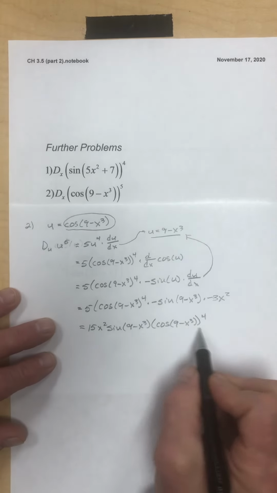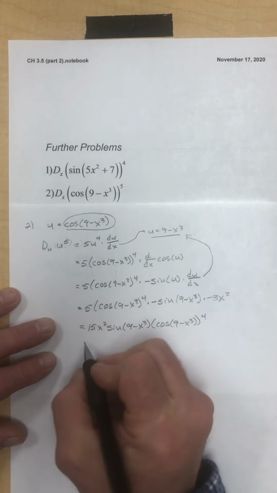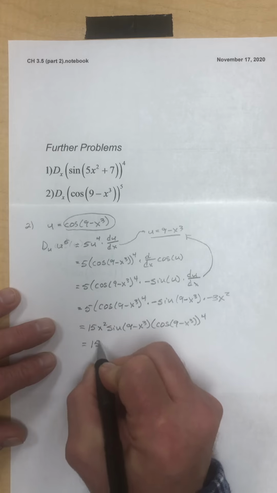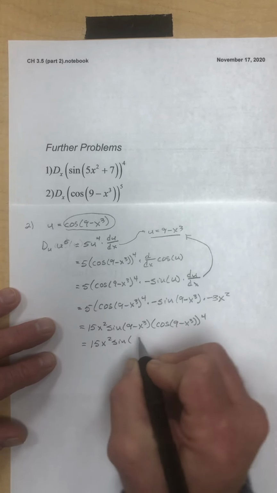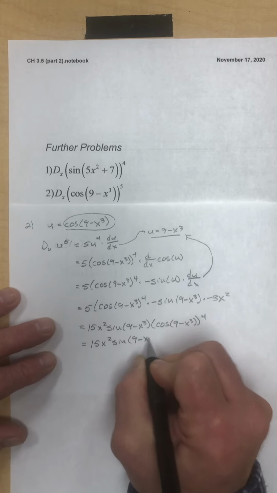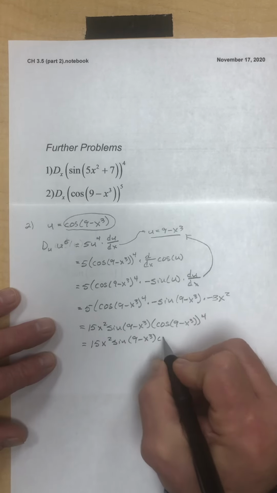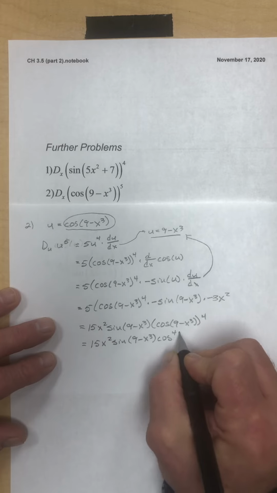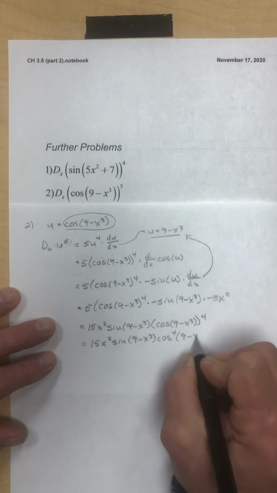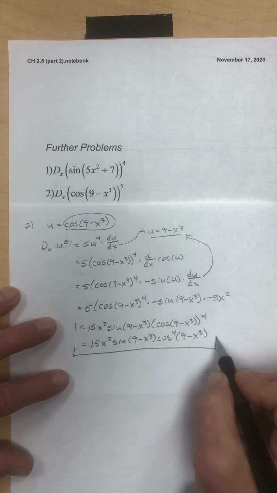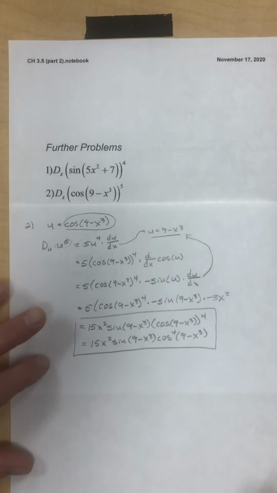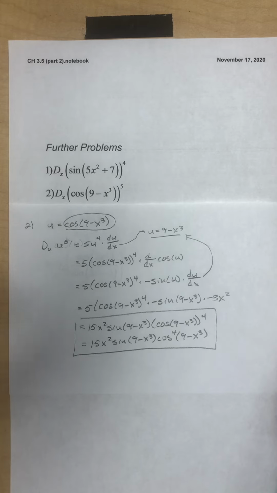Again, you can rewrite this if you want to. We could write this as 15x squared sine of 9 minus x cubed times the cosine to the fourth of 9 minus x cubed. So either one of those two ways. Again, I'd probably gravitate towards the bottom one, but it doesn't make any difference. Either one's good.